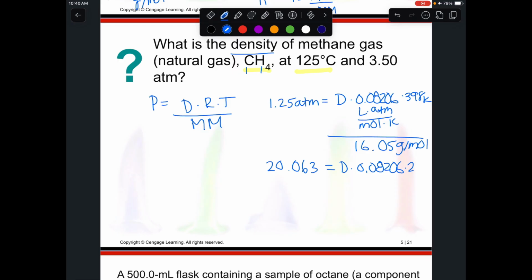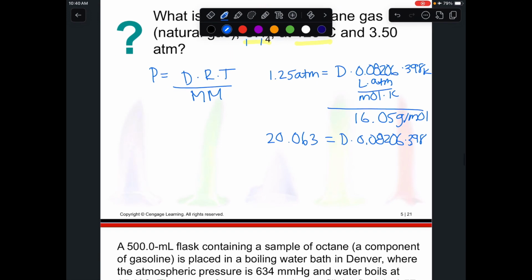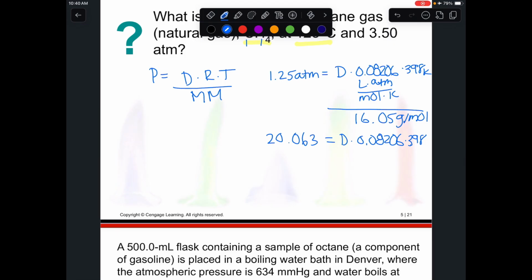Now, sometimes I will tell you that sometimes you put the units in and it kind of hinders the math. It may be confusing. So if you don't want to put the units in, just as long as you're checking them before you're putting them in, that's okay. I like to do that just to be accountable, but you do what works best for you. So 20.063 divided by the product of 0.08206 times 398. And my density ends up being 0.614.